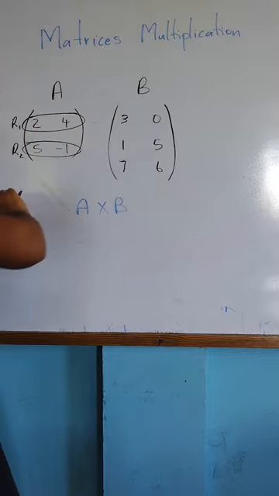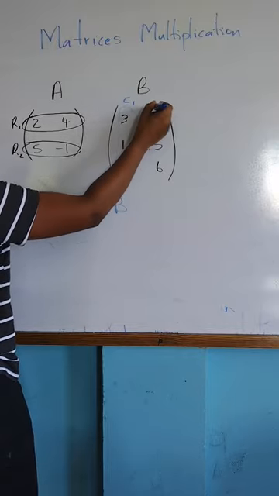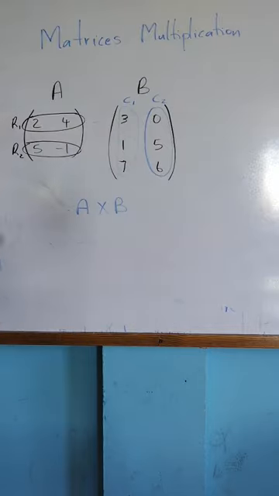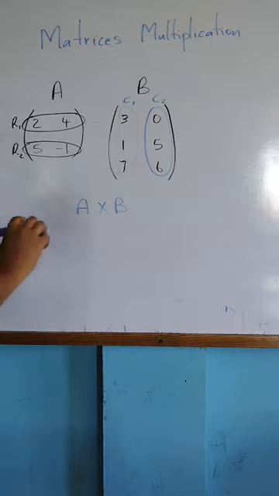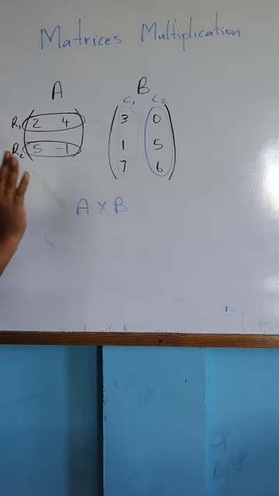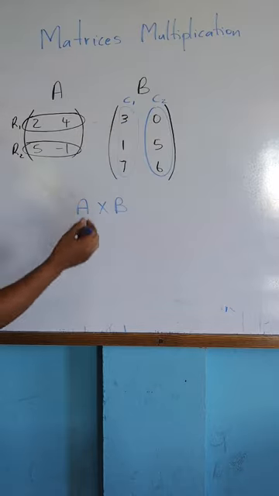Go over to B. I'm multiplying by B. From B, I will highlight columns. So this is column 1 and this is column 2. I am going to check to see if it's possible that these two matrices can be multiplied. So now let's look. If I'm multiplying A times B, from A I should take the rows. So row 1 will multiply column 1. Let's look at what happens here.